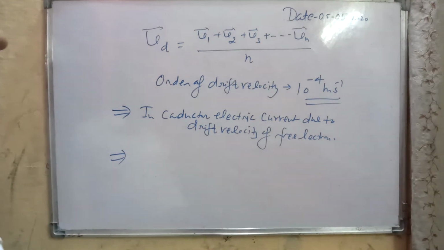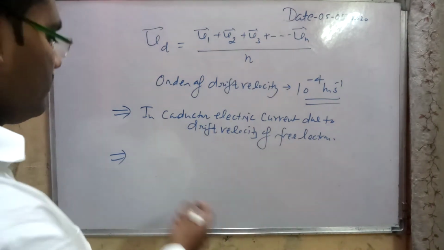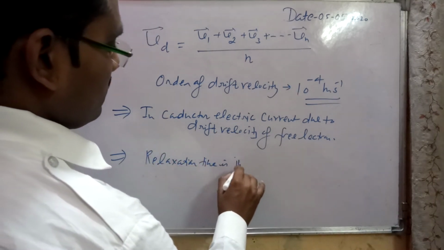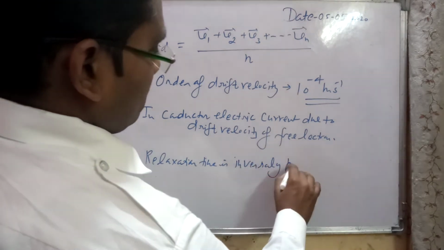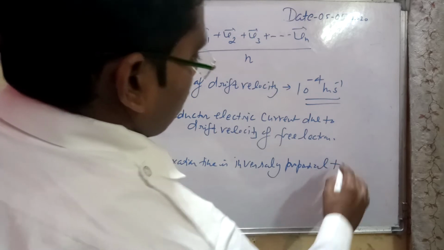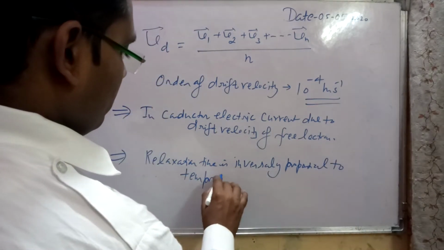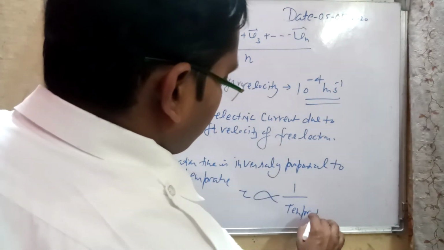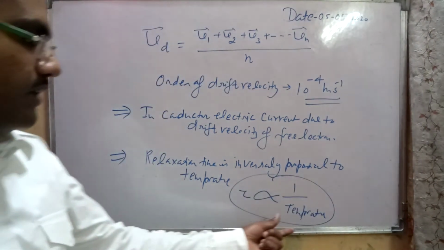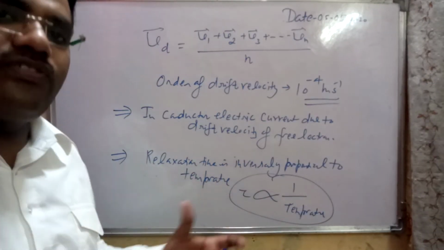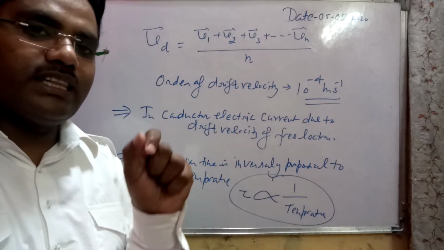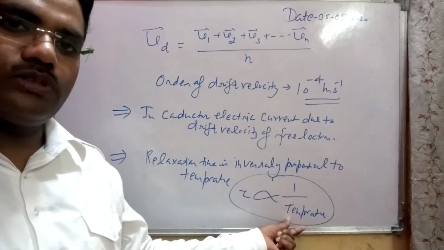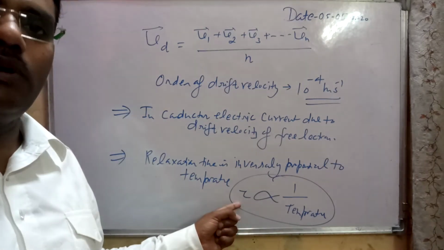And here relaxation time is inversely proportional to temperature. That means tau is inversely proportional to temperature. If temperature increases, then collisions become very fast. If collisions are very fast, then the time taken between successive collisions is very small. That means relaxation time is inversely proportional to temperature. If temperature increases, the relaxation time of free electrons decreases.